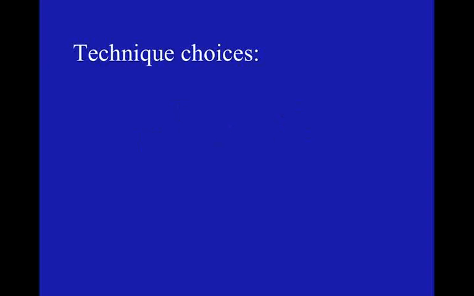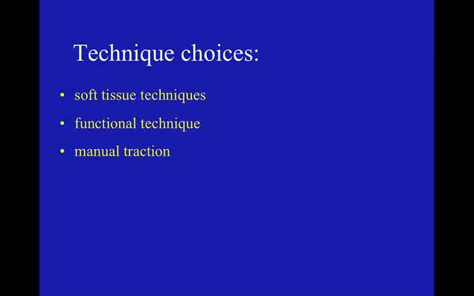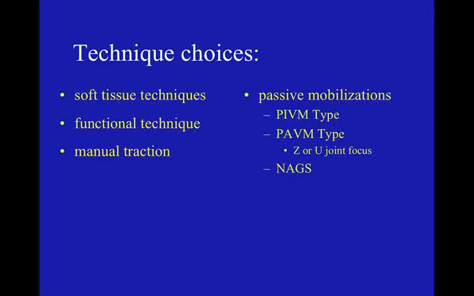So we have several groups of technique choices for the patient with cervical restriction of mobility. There's soft tissue techniques and functional techniques, which focus more at the muscle and tissue around the joint rather than the articular glides themselves. Manual traction is often one of the first techniques that we'll choose, considered one of the most gentle treatment techniques to start to try and stretch around the capsule and unload the articular surfaces.